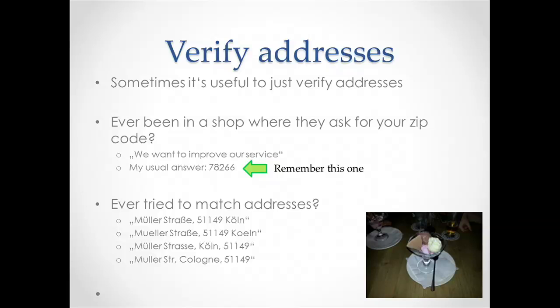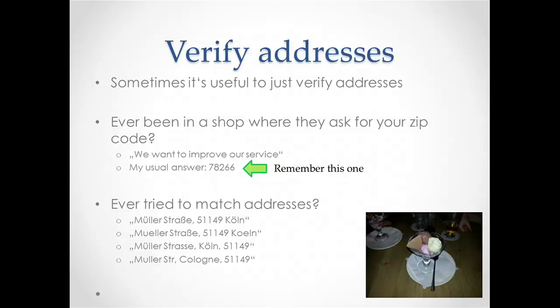Just to give you another example, what do you think about these four addresses down here? If you as a human look at these four addresses, they all look the same, right? It's the same address. Can you make a computer recognize this one as the same address? Quite complicated, right? So the first one is like we write it in Germany, including all the umlauts and, as said here, zip code in front of a city.